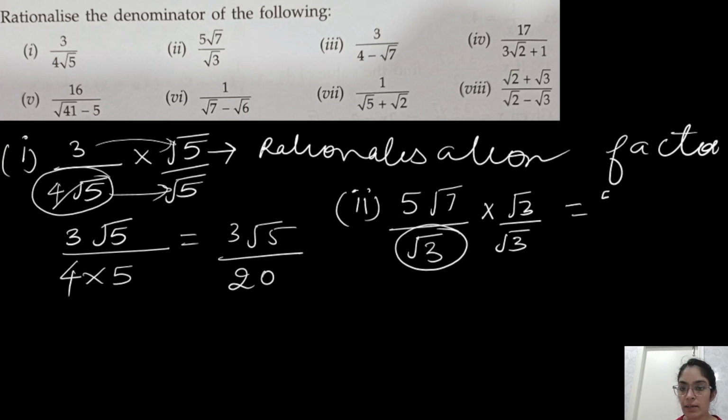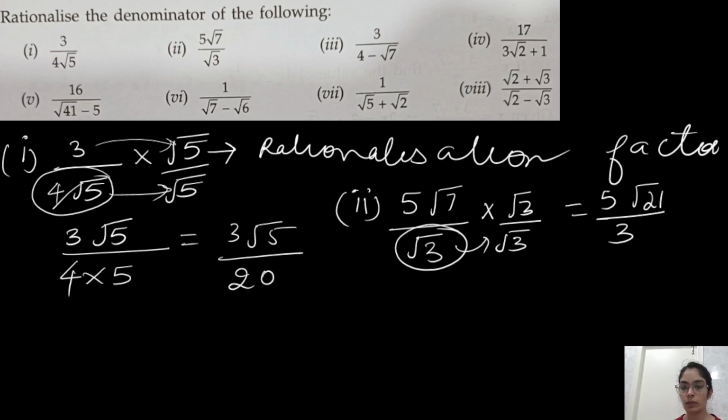So 5 into root 7 into root 3. The square root of 7 will get multiplied with the square root of 3, and the answer is square root of 21. Now square root of 3 into square root of 3 is 3. So this one's answer is 5 root 21 by 3.